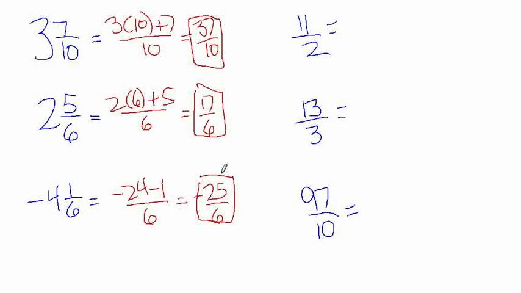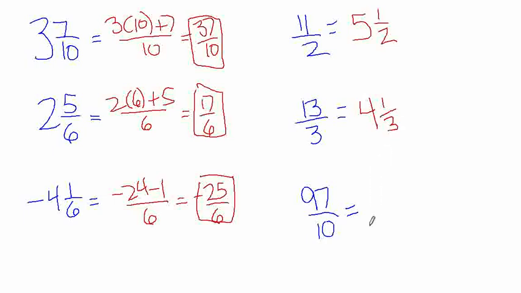Now, let's do the exercises that go in the other direction. Okay, 11 halves. So how many wholes do we have? How many whole pizzas? Well, we know that it takes 2 half pizzas to make a whole. So can you see that 11 halves has 5 wholes, 5 whole pizzas, and then an extra half? Okay. 13 over 3. How many 3s are in 13?